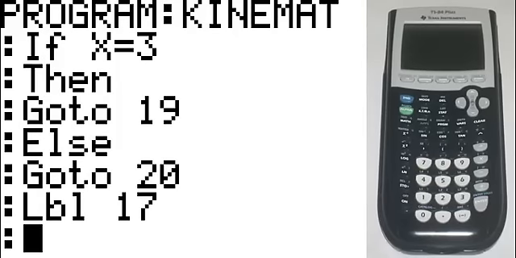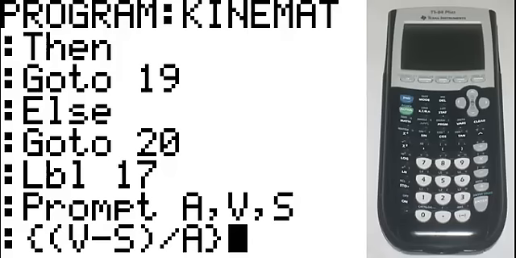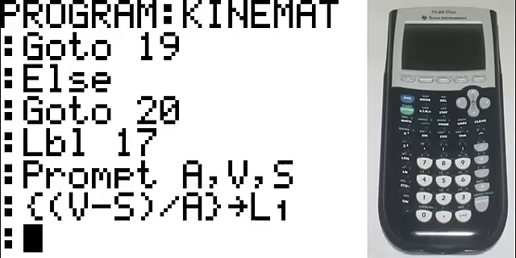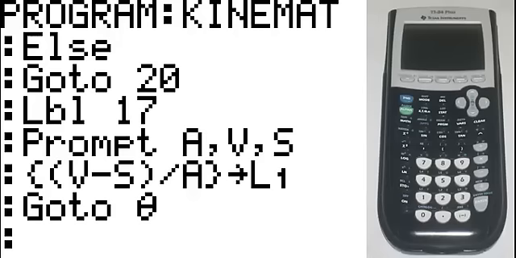Label 17. Here we're going to prompt the variables a, v, s. In squiggled parentheses, (v minus s) divided by a, and the squiggled parentheses, that goes to L1. Go to theta.